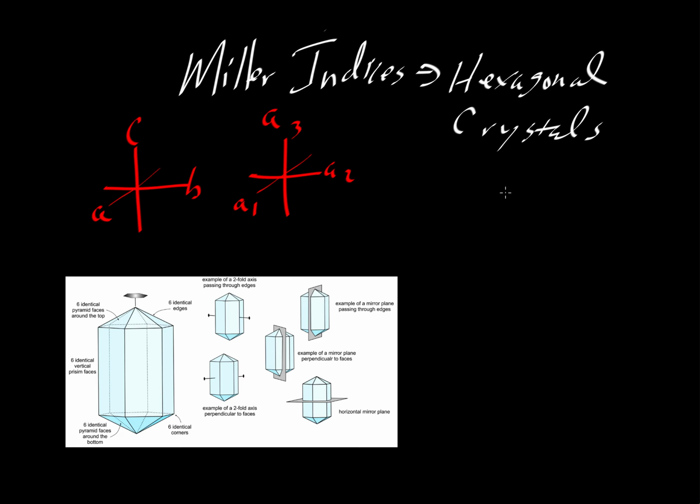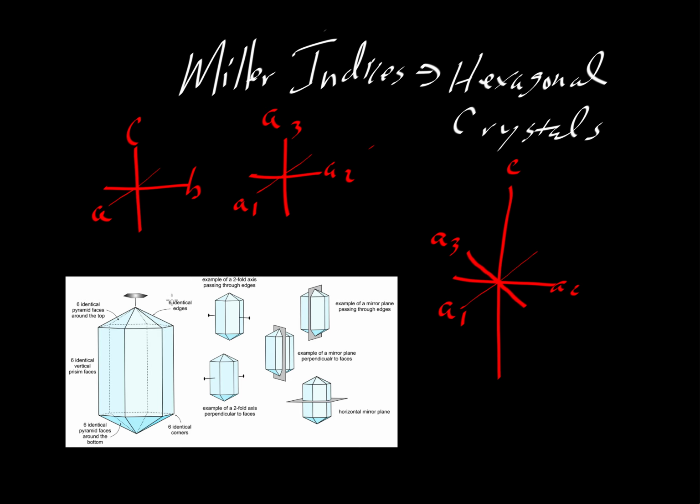But for hexagonal crystals, we have a little bit different of an arrangement. We have a vertical C-axis, but then we have an A1 coming front to back, and then an A2 left to right, and then an A3 that goes also front to back, but at a different angle. So we've got four axes total instead of three, so that's a little bit different. It makes the hexagonal system a little bit unique for the Miller indices.